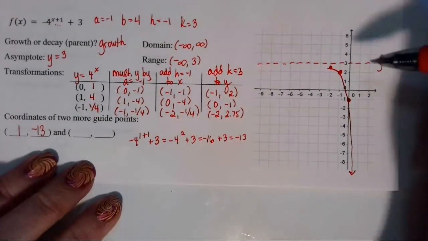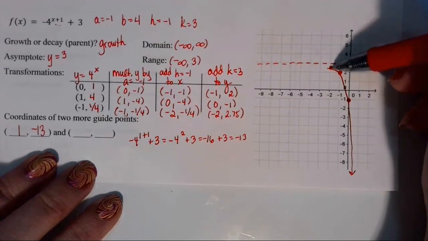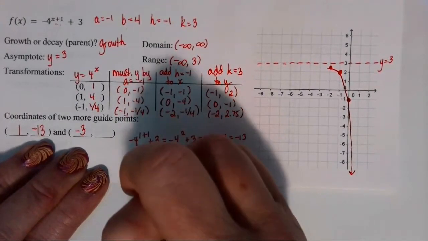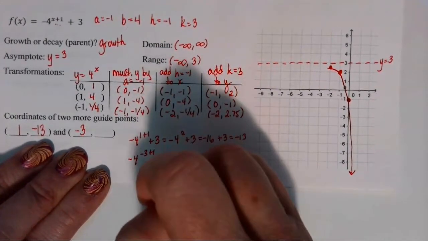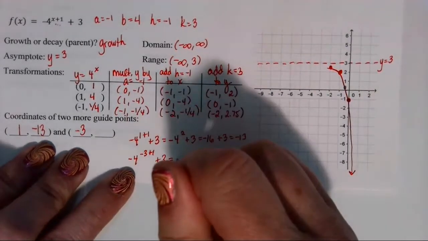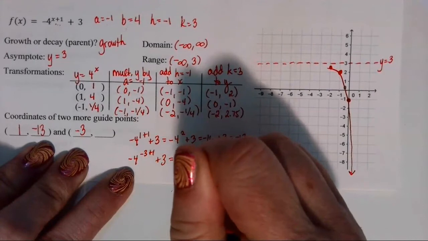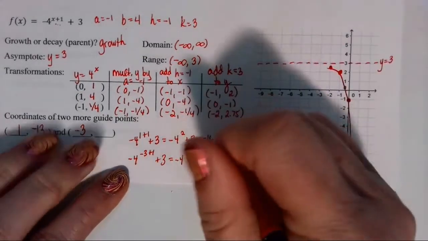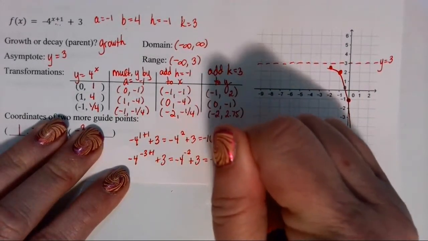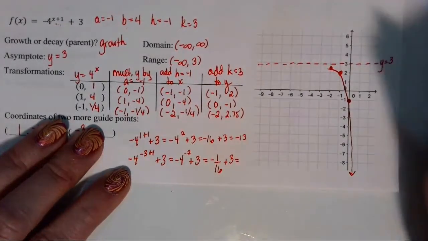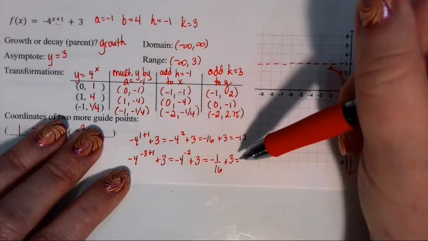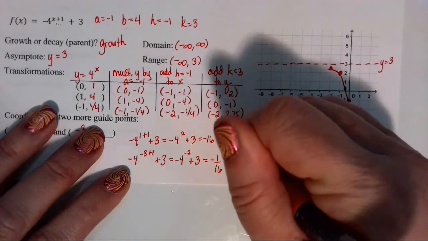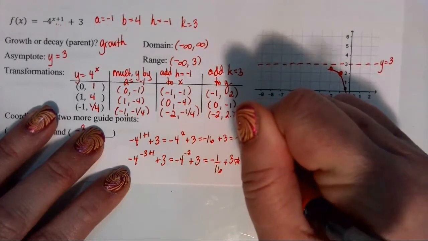Okay, then we're going to pick a guide point to the left of negative 2, which would be a negative 3. So we'll have negative 4 raised to the negative 3 plus 1 power plus 3. It's negative 4 to the negative 2 plus 3. And that would be a negative 1 over 16, which is something really tiny, plus 3. So that's going to be 2.9 or really close to it. So I'll put an approximately 2.9.